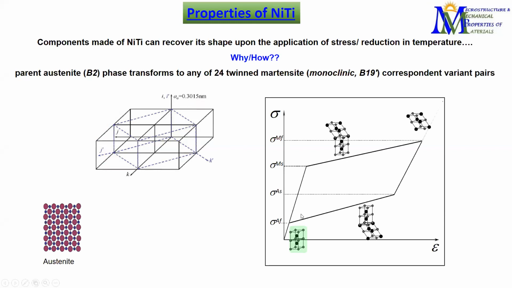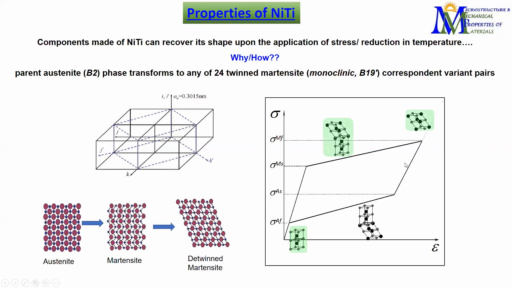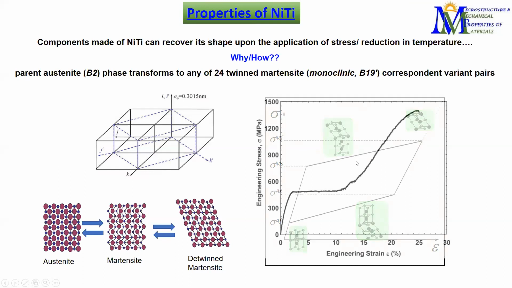It has the austenite structure initially, which due to application of stress converts to martensite. And if we keep on stressing, it leads to a huge amount of deformation, which can be completely recovered. Unlike any other metallic system, which can recover only up to this amount of strain, this particular material can recover this entire strain value and come back to the initial phase. This is what is called pseudoelasticity. It is like elasticity, but it is not exactly elasticity. Rather, it happens due to phase transformation. That is why it is called pseudoelasticity.